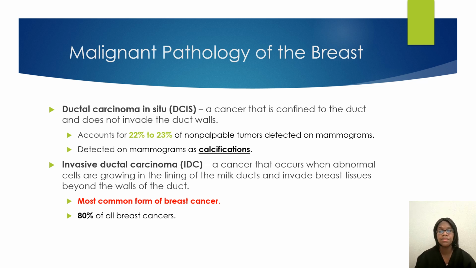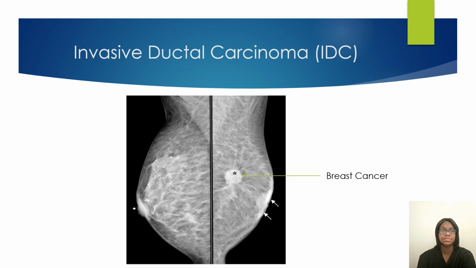Invasive ductal carcinoma, a cancer that occurs when abnormal cells are growing in the lining of milk ducts and it invades breast tissues beyond the walls of the duct, which is the most common form of breast cancer. So invasive ductal carcinoma is the most common form of breast cancer. About 80% of all breast cancers are invasive ductal carcinoma.